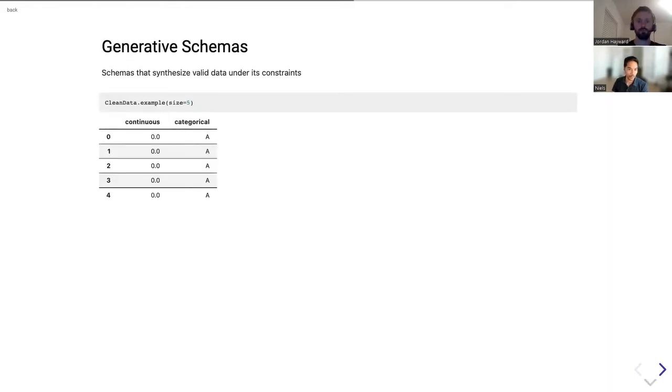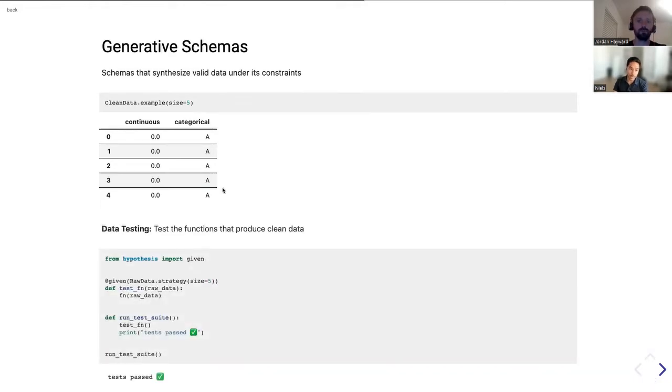The next feature that I think is very cool that I want to share with you is generative schemas. I've mentioned this before, but with the clean data schema, I can call the .example method here, and I can say what size data frame I want to create, and it'll generate a valid data frame under the constraints of that schema. So it's a random sample, or it's randomly generated. Every time you call .example, it will generate a different set of data for you.